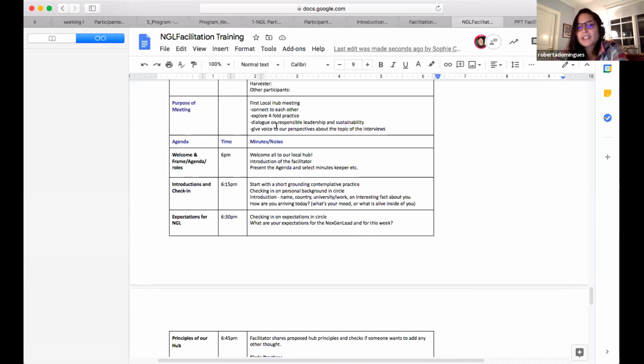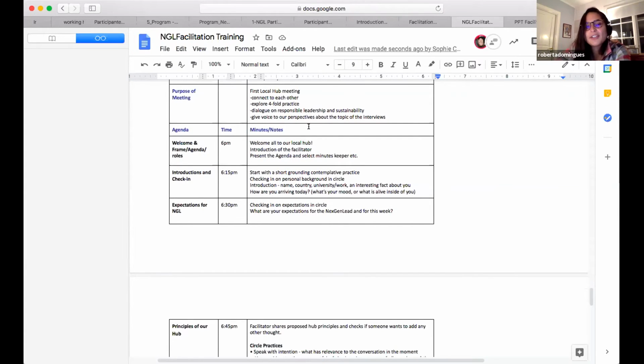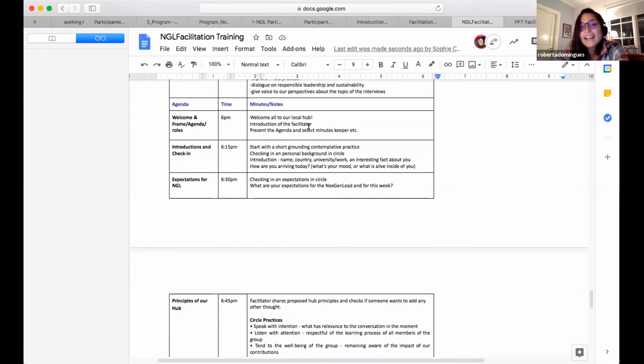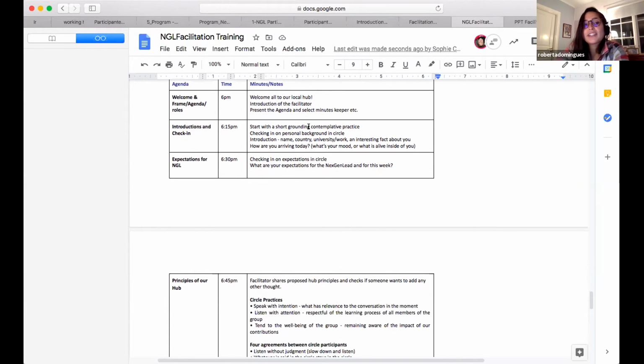We wanted to explore the fourfold practice. We want a dialogue on responsible leadership and sustainability. And most important, give a voice to all the perspectives in the room. So we would start with this welcome, framing, agenda, and roles.